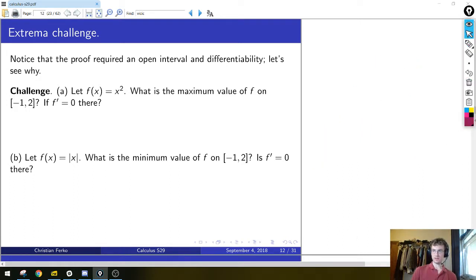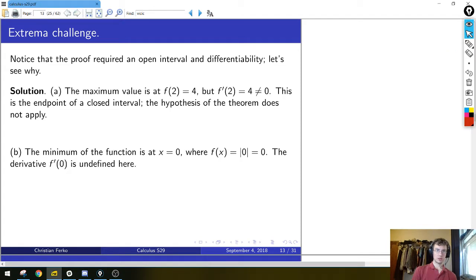Okay, good. Kind of beating a dead horse, but it's important to understand the assumptions that go into these things. Good. Questions on this? I have no questions. Cool. I think these are what you told me a moment ago. Maximum value is at 4. Derivative is not 0. It's an endpoint of a closed interval, so it doesn't work. Same thing here: the minimum was at 0, where that is the minimal value, but the derivative is undefined, so the theorem does not apply. Okay.